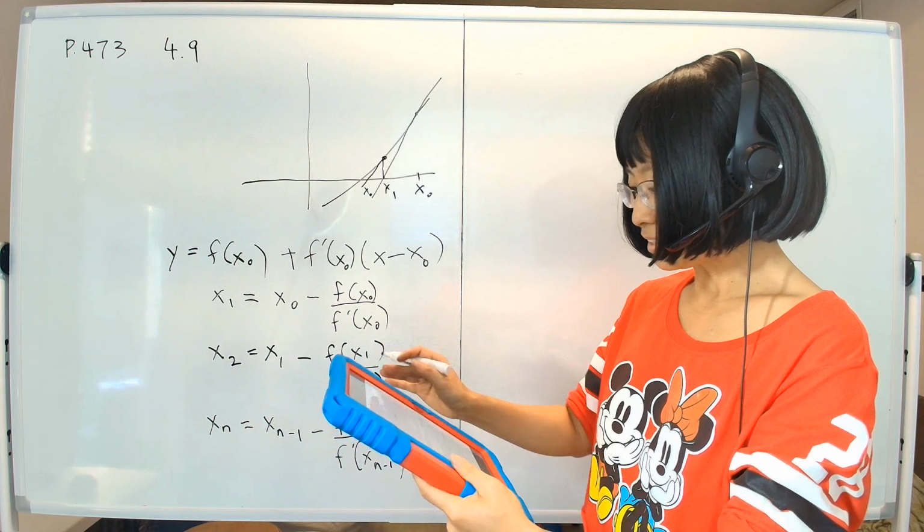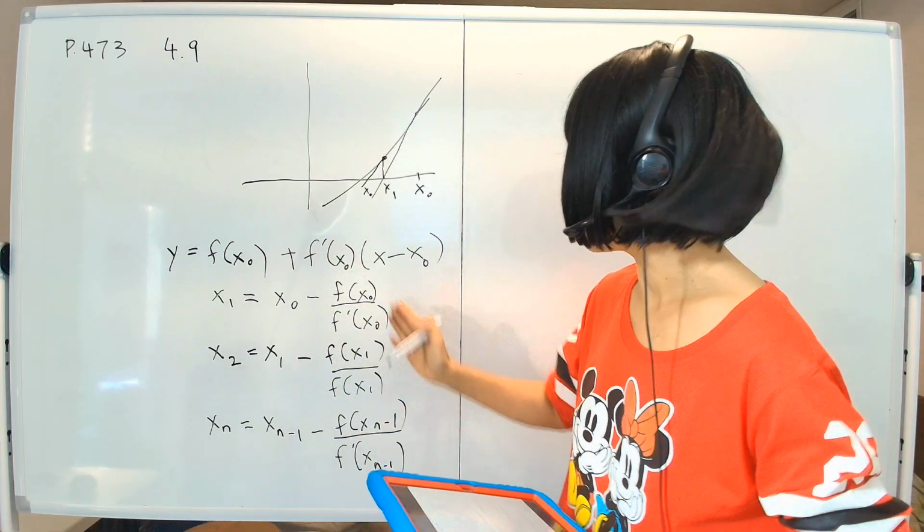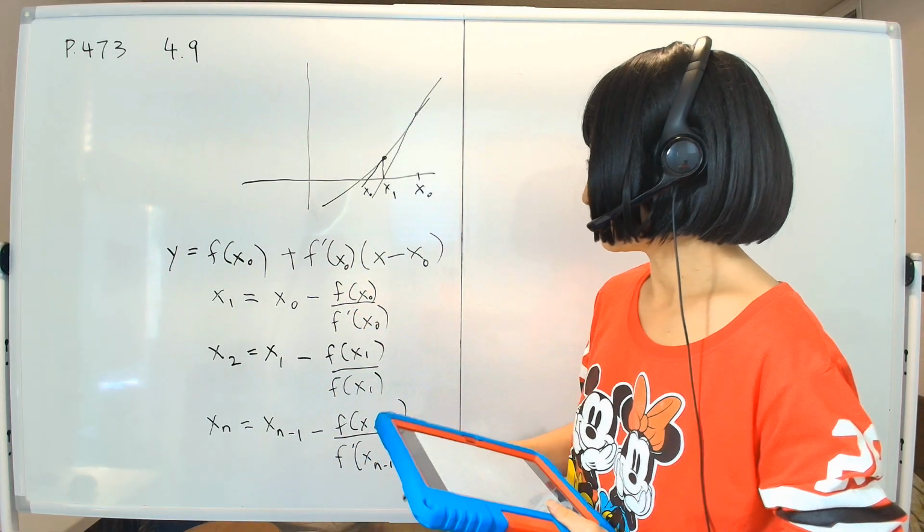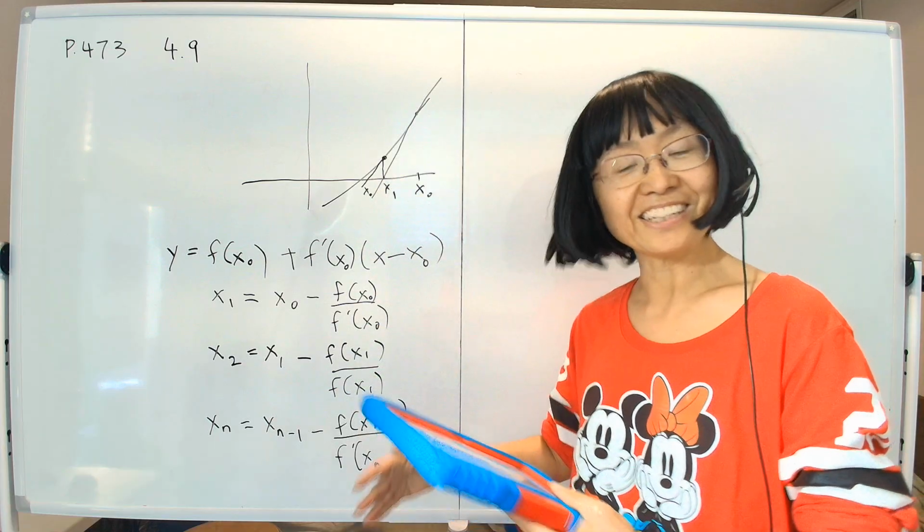All right, so as you can see, this is a fairly simple process as long as you can calculate the derivative, and then out comes your root. So it's quite neat.